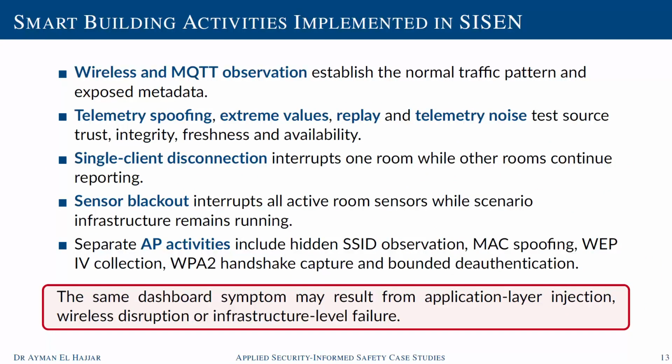Smart building activities implemented in SISEN include wireless and MQTT observation, telemetry spoofing, extreme values, replay, noise, single client disconnection, and sensor blackout. You could also use separate access point activities, including hidden SSID observation, MAC spoofing, WEP IV collection, WPA2 handshake capture, and bounded authentication, specifically for confidentiality attacks. The same dashboard symptom may result from application layer injection, wireless disruption, or infrastructure level failure.